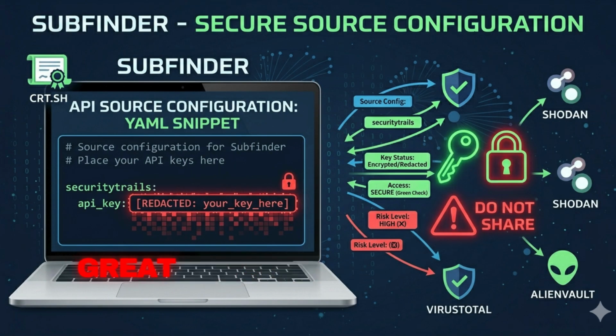Free sources are great, but premium ones like SecurityTrails, Shodan, and Censys find way more. Edit your provider-config.yaml file, usually in .config/subfinder, and add your API keys there. Subfinder reads them automatically. Without keys, some sources are disabled. With keys, you become a recon powerhouse. Treat that file like a password vault. Never commit it to GitHub.